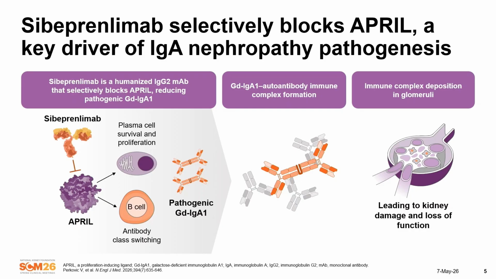Sibeprenlimab is a humanized IgG2 monoclonal antibody that selectively blocks APRIL, therefore preventing or reducing the production of pathogenic galactose-deficient IgA1. That's the first hit in the 4-hit disease pathogenesis. Normally, the galactose-deficient IgA1 levels are elevated in patients. There are autoantibodies formed against the galactose-deficient IgA1, leading to circulating immune complexes that ultimately sit in the kidneys and lead to damage and loss of kidney function.